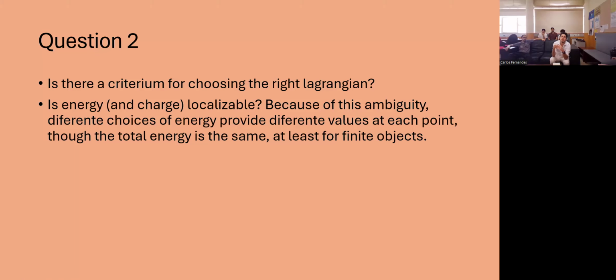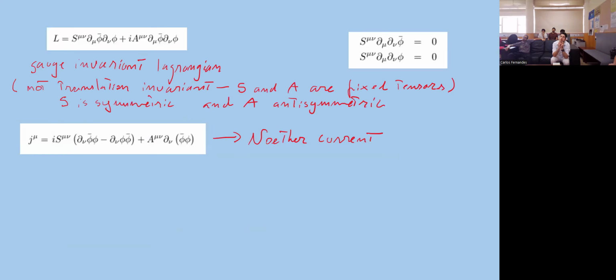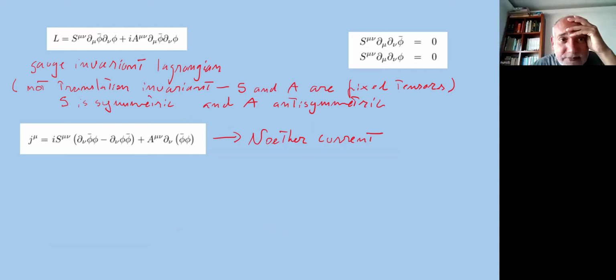Excuse me, I'm sorry. Can you go back to the action with the symmetric matrix and the anti-symmetric one? I just have a quick question. That anti-symmetric term, that two-form, is it exact?